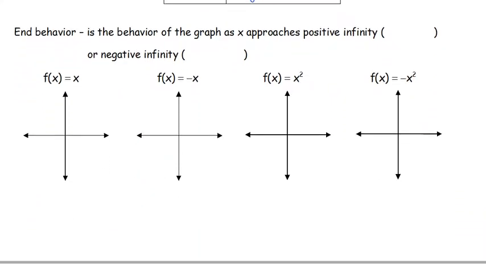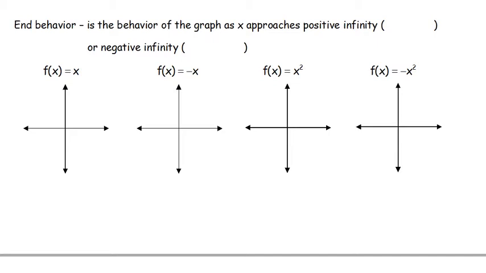Now we're going to talk about the end behavior of a graph. The end behavior is the behavior of the graph as x approaches positive infinity, and that's written as a plus sign with the infinity sign, or a negative infinity. So we're going to look at our first graph. We've got f of x is equal to x, and we know that f of x is the same thing as y. So this is the equation y equals x. We know that this is just a simple equation with a y-intercept of 0 with a slope of 1. So y equals x is going to look like that. We have to describe the end behavior for two pieces: one as our graph approaches positive infinity, and one as it approaches negative infinity.